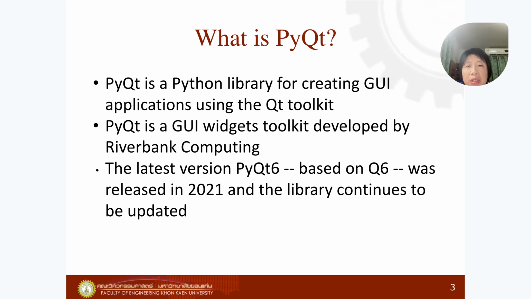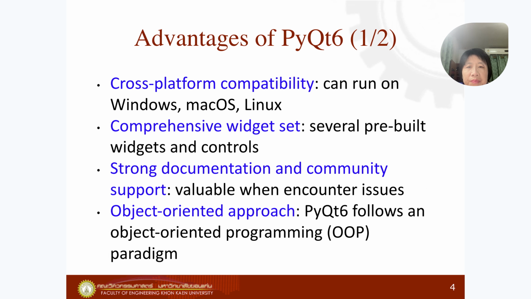So what is PyQt? PyQt is a Python library for creating GUI applications using the Qt toolkit. PyQt is a GUI widget toolkit developed by Riverbank Computing, and the latest version of PyQt6 based on Qt6, which was released in 2021, and the library continues to be updated. So why do we learn about PyQt6? So let's look at the advantages of PyQt6.